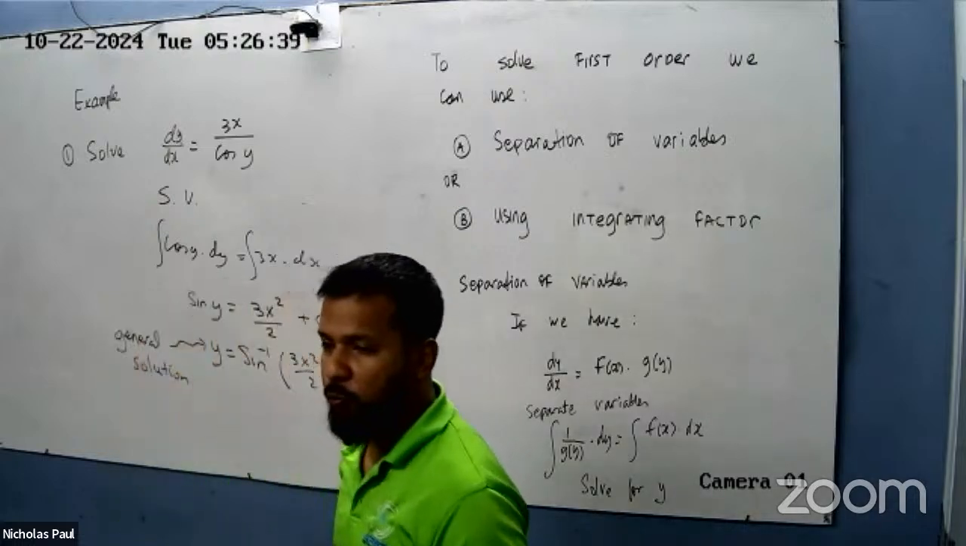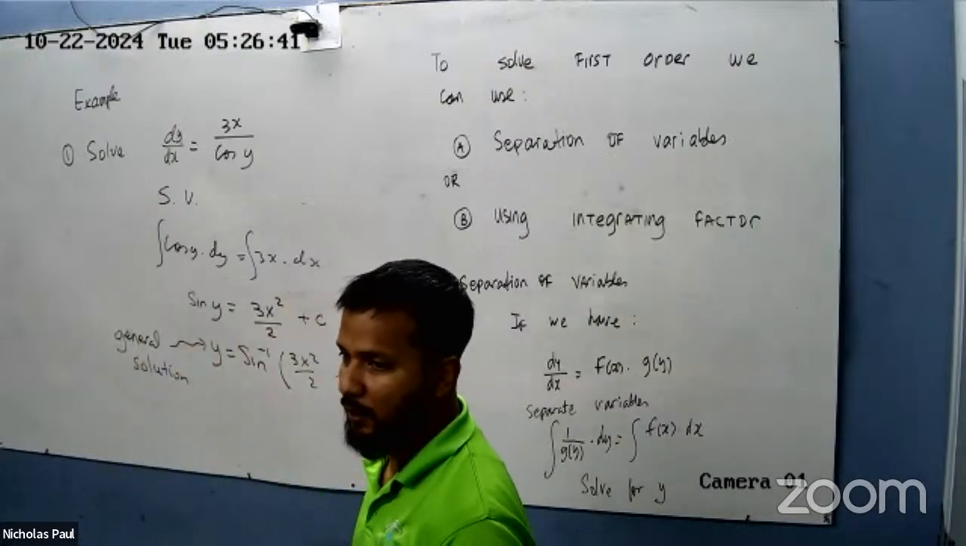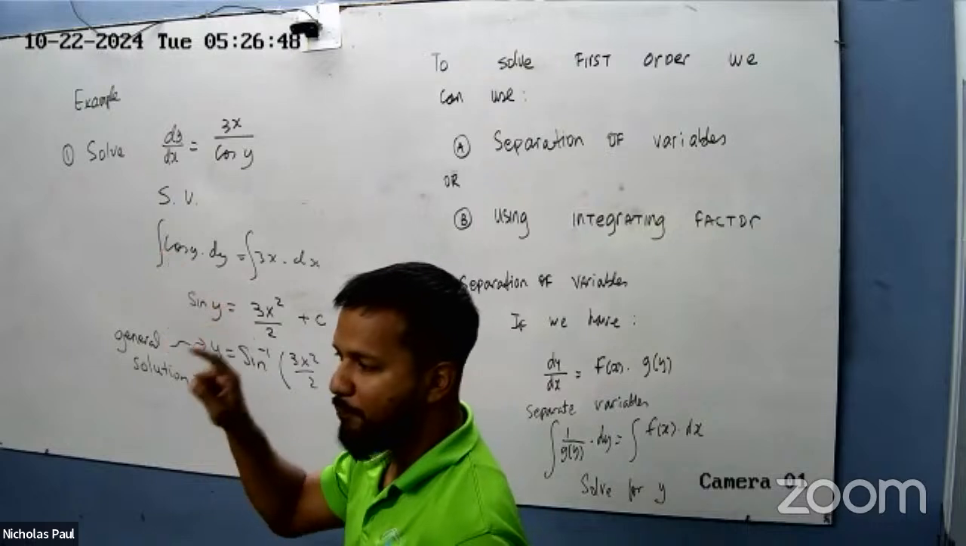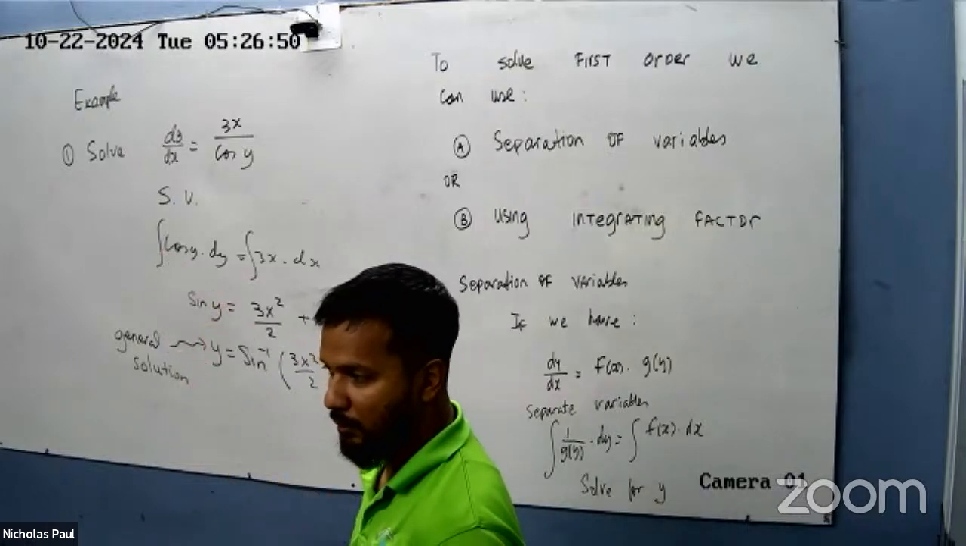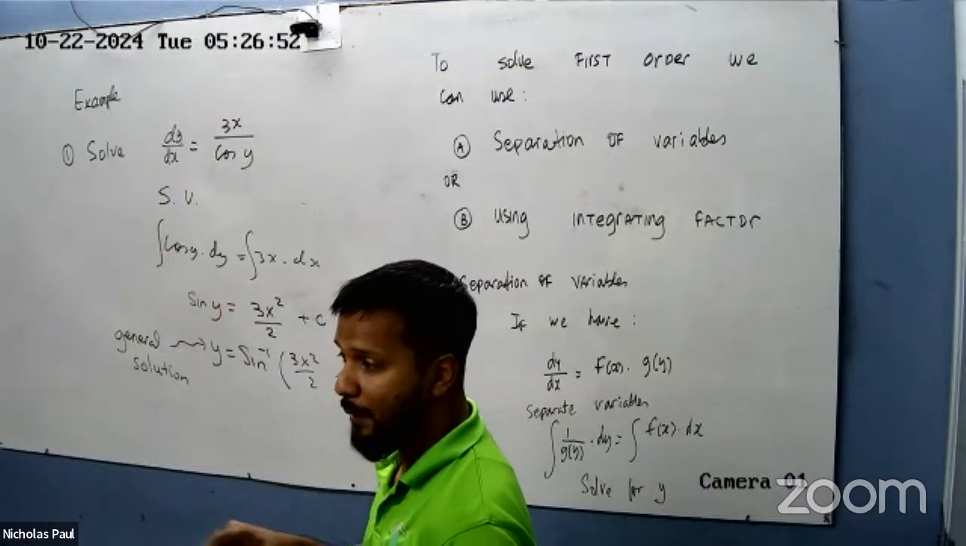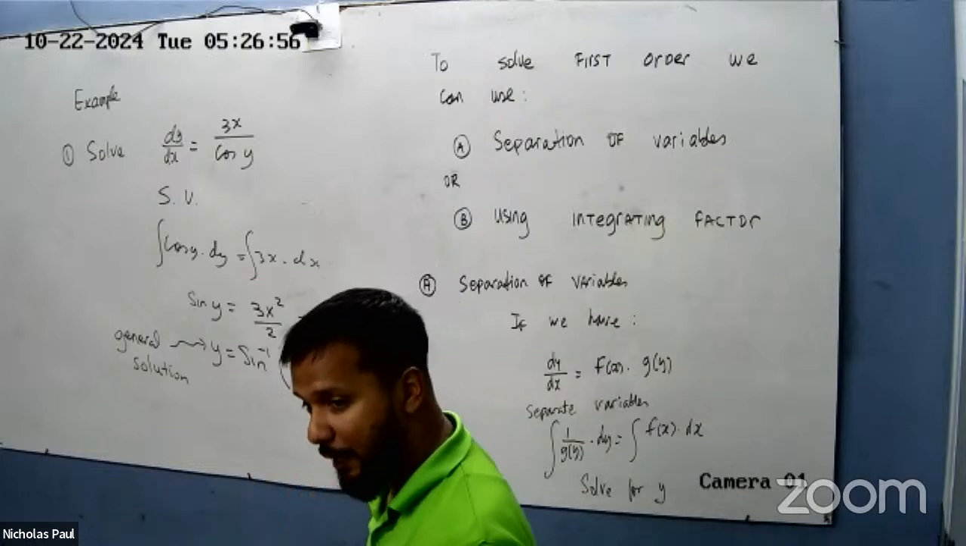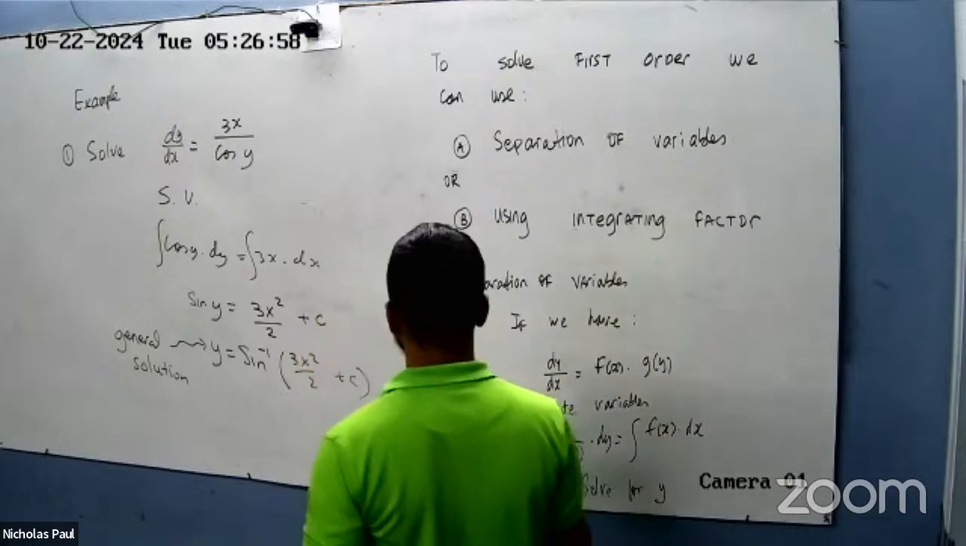What's the integral of 1 on x? What's the integral of 1 on y plus 1? It's ln(y plus 1). It wasn't y squared. So you have to remember how to integrate, right?